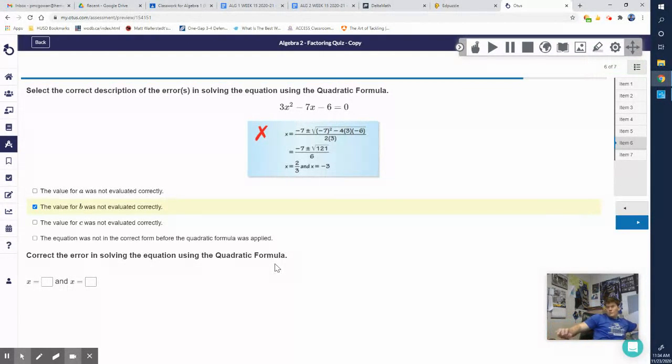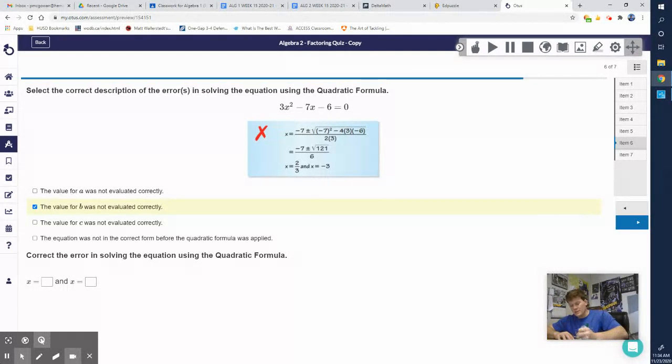Oh boy, I better get a whiteboard. So with this one, solving it correctly, I plug it in: negative b, which makes that positive 7, plus or minus the square root of b squared, which is negative 7 squared, minus 4 times my a times my c, 3 times negative 6, all divided by 2 times a, which is 2 times 3.